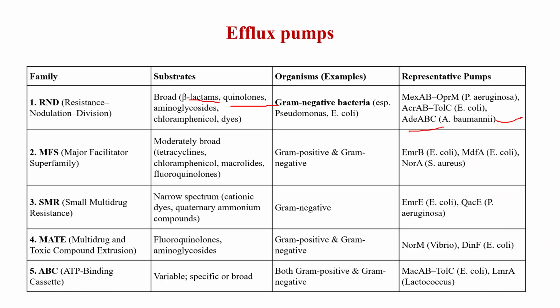Then again you have ABC, ATP binding cassette efflux pumps, in E. coli with MacAB-TolC. You can have other major facilitator superfamily pumps like NorA and FarC for different mechanisms of resistance. So these are different efflux pumps. You don't have to remember all these efflux pumps, but I think RND is important to remember. RND is resistance, nodulation, and division. So these efflux pumps will keep coming in subsequent lectures.